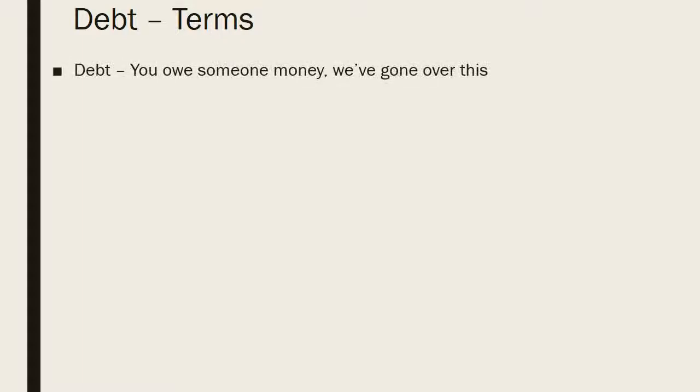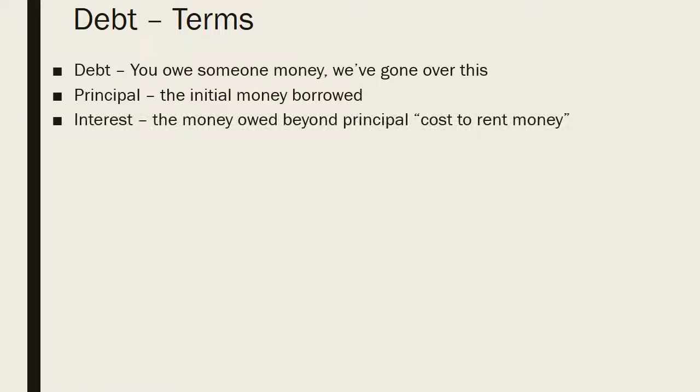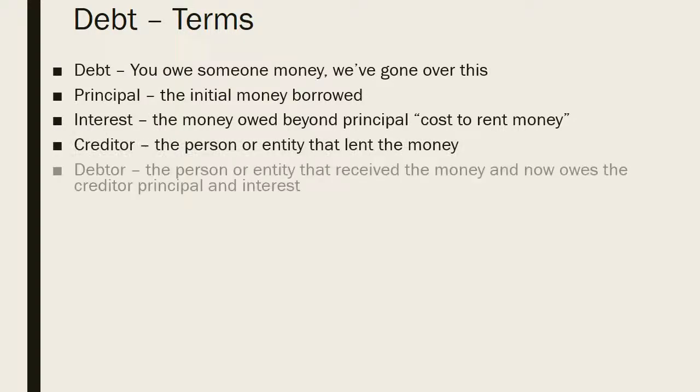Now check out the articles below, and you probably also remember from earlier, but just to recap some terms on debt. Debt is you owe someone money, and the principal is the initial amount of money that you borrow. The interest is the cost to rent that money. That's what's owed beyond the principal. The creditor is who lends the money, and the debtor is the person who receives the money and then owes it back to the creditor.